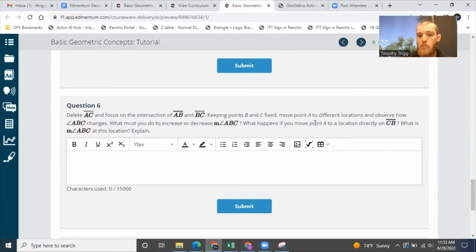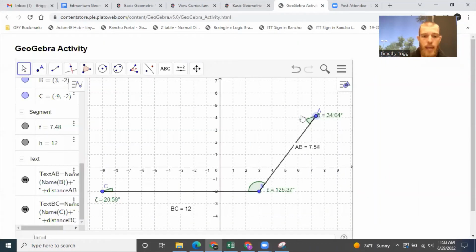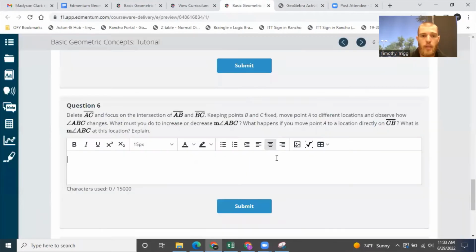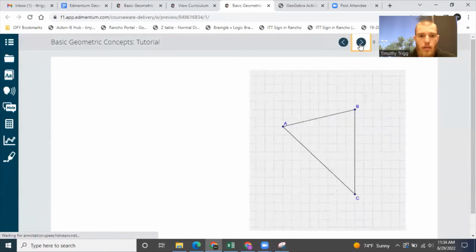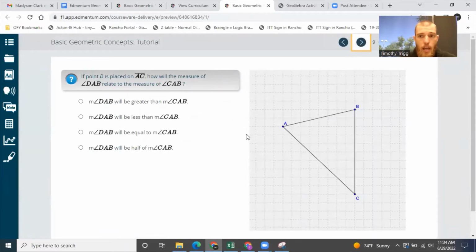Then what happens if you move point A to a location directly on CB? So if I move point A directly on CB, well, then there's no angle there, right? So it got completely closed. So what is the measure of angle ABC at this location? In that case, the angle is 0. When it completely closes, basically the measure of that angle is 0. Okay, so I want you to explain that. Once you're done explaining that, let's go ahead and move along. And you can meet me here on page 9.